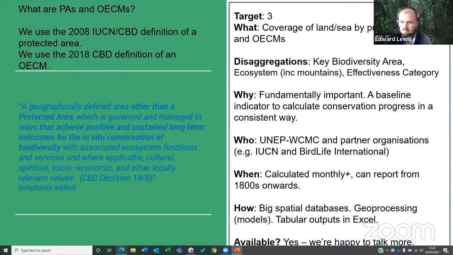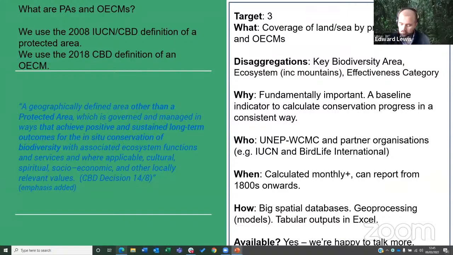Now the next point is around disaggregations. The coverage of land and sea by itself is okay, but it doesn't really get to the heart of what Target 3 is about. That's really around protecting 30%, but in areas of particular importance for biodiversity. That's where key biodiversity areas come in. This is a separate data set managed by BirdLife International. And we'll touch on this disaggregation throughout this presentation.